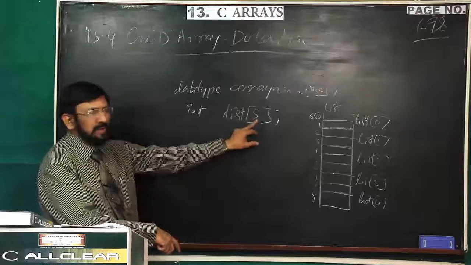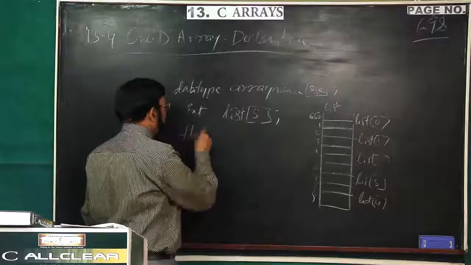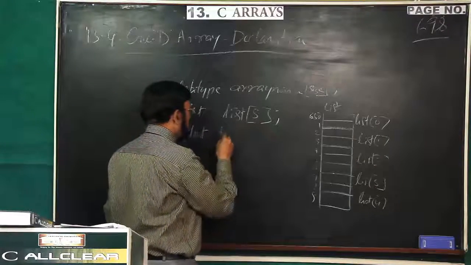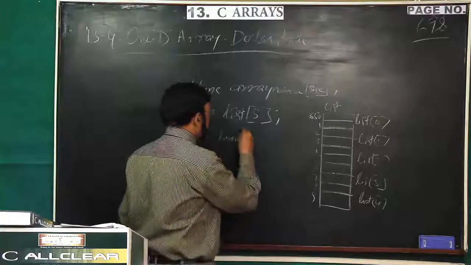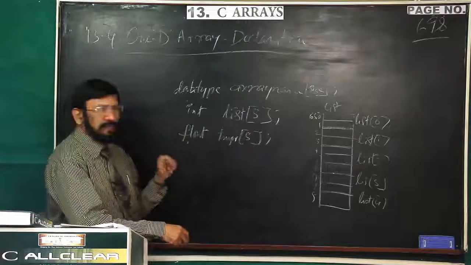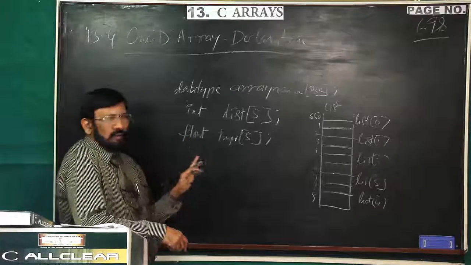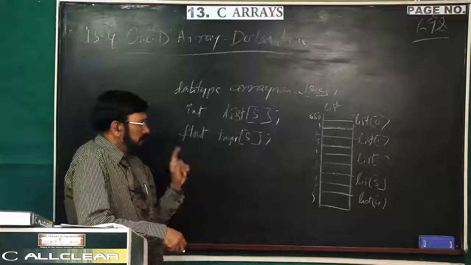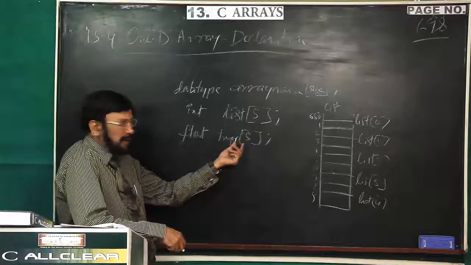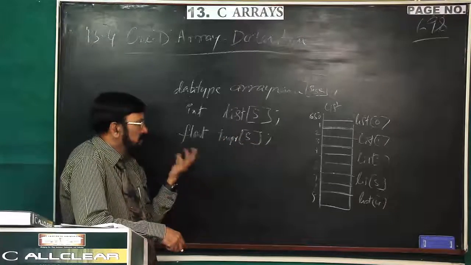Now in this you can store 5 integer type elements, and we can make different types also. Float temperature 5 you can declare. Then how many bytes of memory are allocated? 5 into 4, 20 bytes memory is allocated, as a single block, and each element is subscripted: temperature 0, temperature 1, temperature 2, temperature 3, temperature 4.